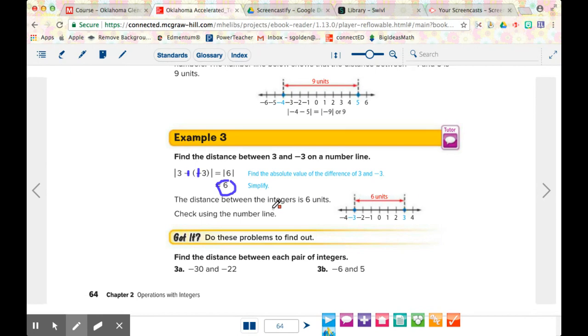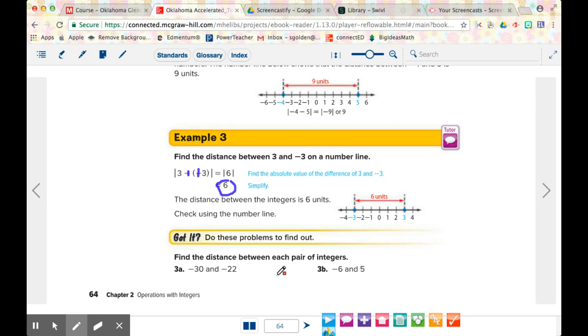So I want you to try that on 3A and 3B. Remember to use your absolute value lines, because distance is never negative. And you can draw a number line if you want to, but you don't have to. And remember, when you're finding the distance, you subtract them.